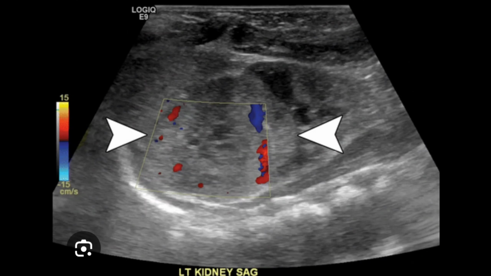It is the right kidney, and here you can appreciate a well-defined hypoechoic solid mass involving the upper pole of the right kidney. And here, just a correction, it is the left-sided kidney, and here you can appreciate the upper pole of the left kidney showing a well-defined hypoechoic mass with vascularity. Sometimes this mass enlarges enough to cross the midline, and besides this it also encases the surrounding vessels as well.